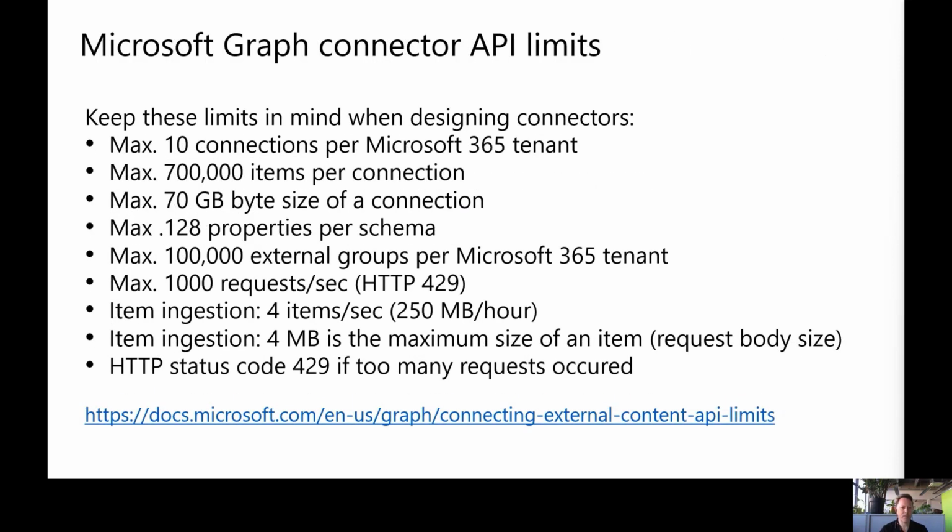Another thing, when working with the Microsoft Graph connectors, there are some API limits here. So we saw that the maximum limit per connection, for example, is 700,000 items currently. So this will change in the future. We can also define a maximum of 10 connections per tenant. And there are some throttling topics here as well, as with every API.